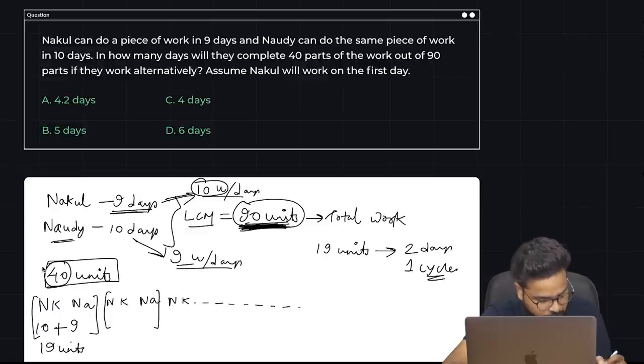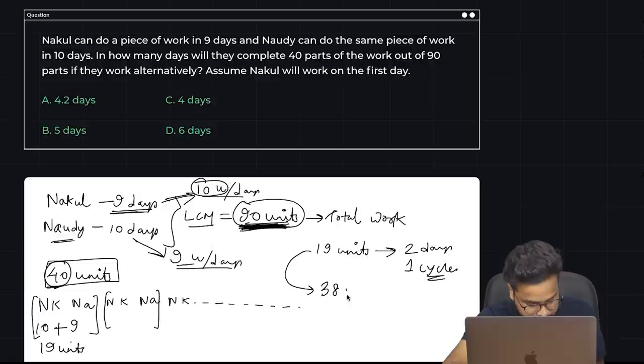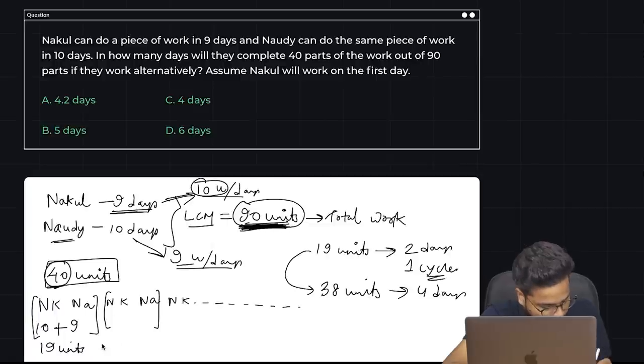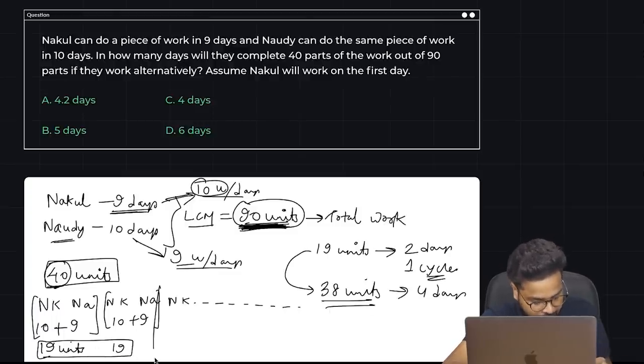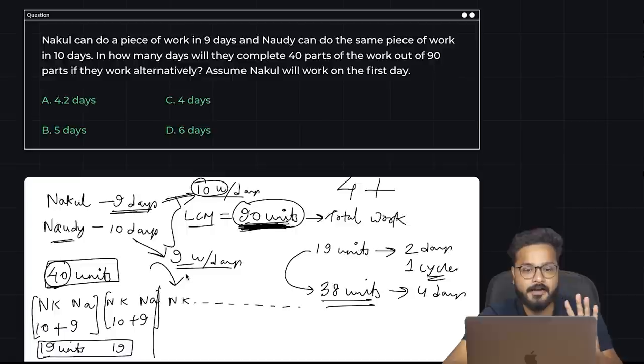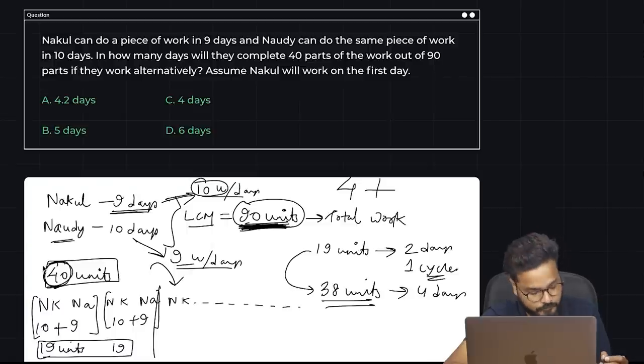We have to complete 40 units of work. Do you think of a multiplier which is closer to 40 for 19? 19 twos are 38, right? So 38 units they'll be able to complete in 4 days, because Nakul would come, he'll complete 10 and Noddy will complete 9, and so on. So 38 units would be completed till day 4. Now, on the fifth day, the work is not completed, right? Only 38 is completed till now. The total work is 40 units. So still 2 units are left.